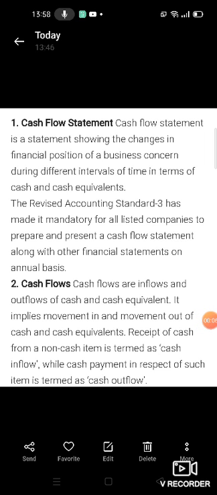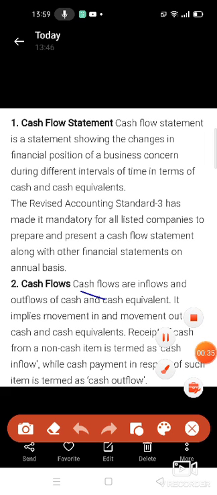Cash flow statement. Cash flow statement is a statement showing the changes in the financial position of a business concern during different intervals of time in terms of cash and cash equivalent. The revised Accounting Standard 3 has made it mandatory for all listed companies to prepare and present a cash flow statement along with other financial statements on an annual basis.